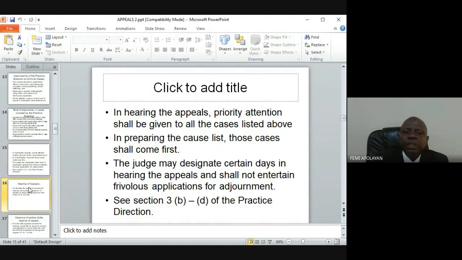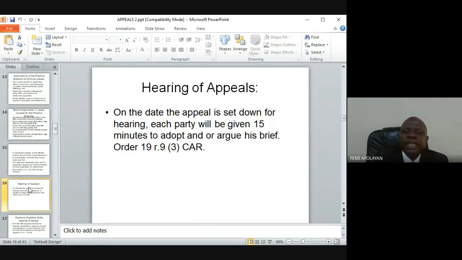Hearing of appeals. On the date the appeal is set down for hearing, each party is given 15 minutes to argue or adopt his brief. On this, see Order 19 Rule 9(3) of the Court of Appeal rules.